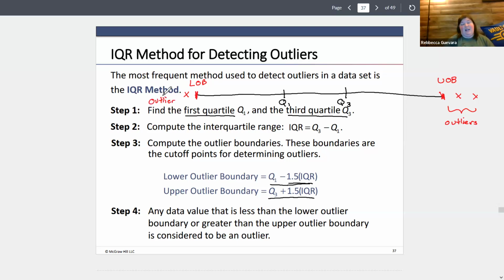Our data isn't always going to have outliers. You could have outliers all on one side or all on the other side. You can have outliers on both sides. You can have no outliers. So there's no expectation of where to find outliers. It's just that we know they're going to be outside these boundaries, because this is how we define an outlier. So a data value that is less than the lower outlier boundary or greater than the upper outlier boundary is considered to be an outlier.